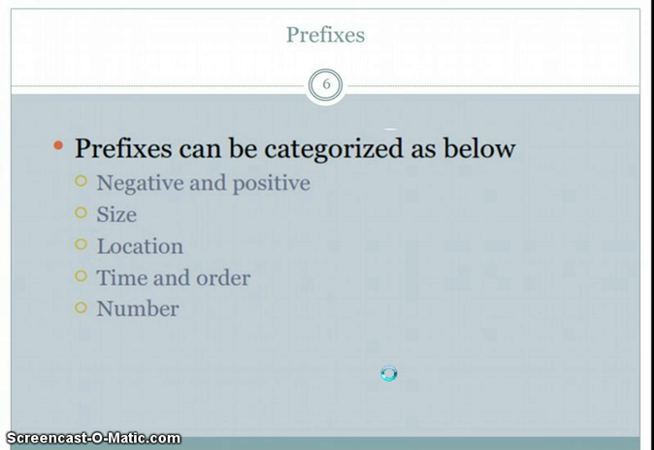If we look at prefixes we can categorize into groups of meanings. We have those that are negative or positive. We have prefixes that relate to size, prefixes that relate to location, and prefixes that relate to time and order, as well as numbers. So if we can learn some of these prefixes and understand that they relate to these ideas or categories, then we can use them when we're trying to figure out a meaning of a word that may not be familiar. Let's take a look.